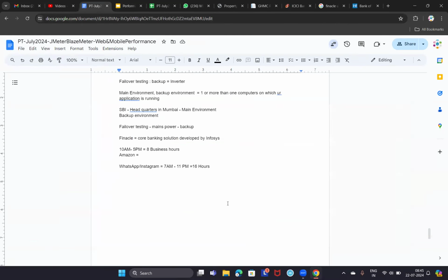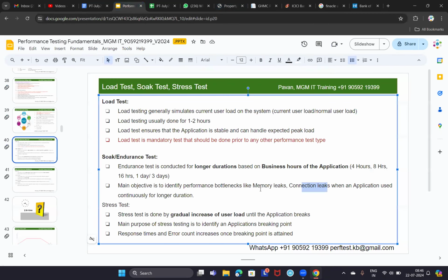What is a memory leak and connection leak? We'll discuss that later. I believe it's too early to discuss this, but we'll discuss it later. The main objective of soak testing is to identify if there are any memory leaks or connection leaks when an application is used continuously for a longer duration. That is the purpose of a soak test, right?